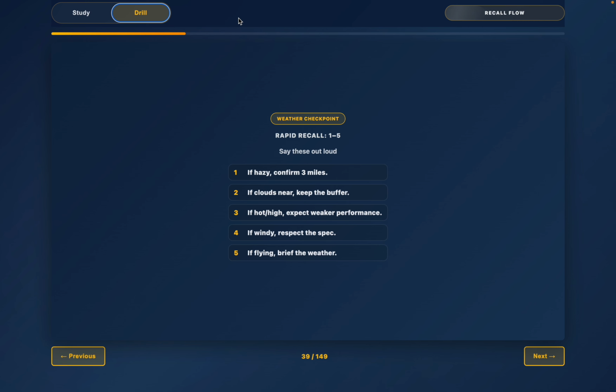We're at our first rapid recall checkpoint. Say these out loud, deliberately. This is how weather rules stop being trivia and start being decisions.